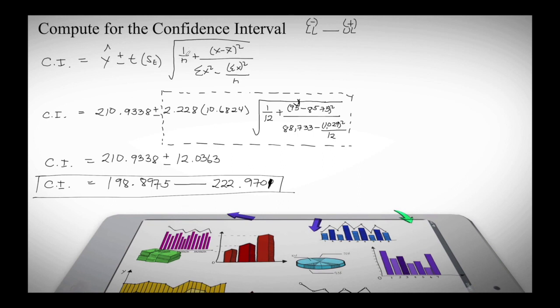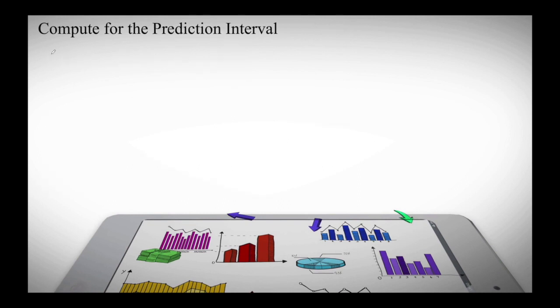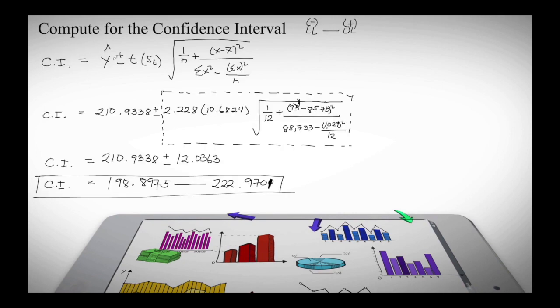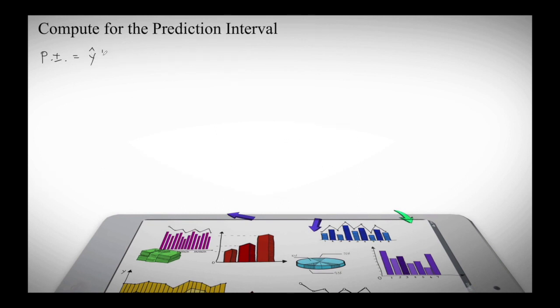So, 1 plus 1 over n. Okay, so let's have the formula here for the prediction interval. Same formula, we copy it: y hat plus minus t multiplied by SE. Then we have the square root.